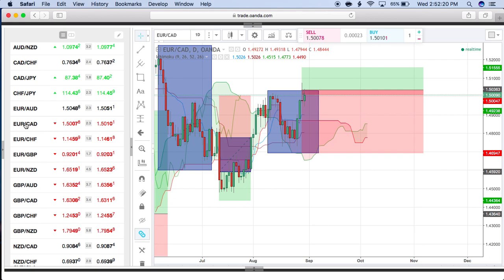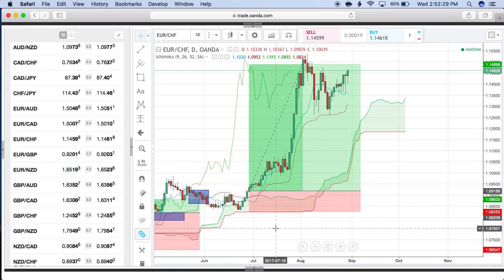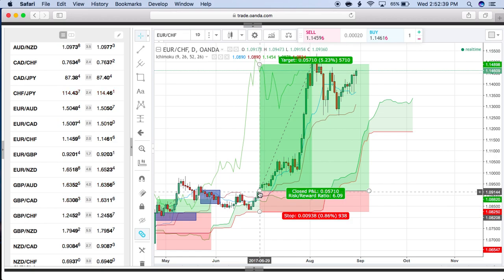All right, so that was Euro Aussie, Euro CAD. That's about a break-even trade. Very similar setup. Euro Swiss. Here's a very interesting one. I'm glad I stumbled upon it with you guys. So a break of the cloud, but it was right on the Kijun Sen, and then I just waited for one more close beyond, and I got it.